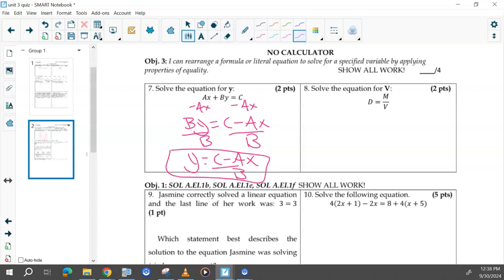So the 2 points there were, did you solve it correctly? Did you get the correct answer? Questions on that?